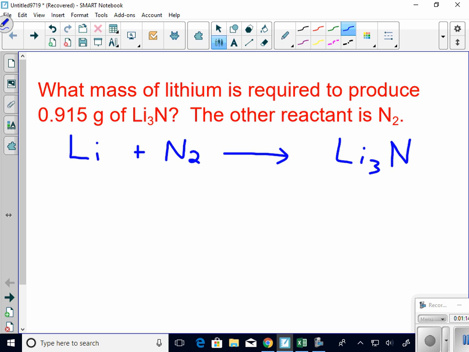So I'm going to start here by putting a 2 to balance my nitrogens, which would mean that I would need a 6 in front of lithium, correct? So now I have a balanced chemical equation.